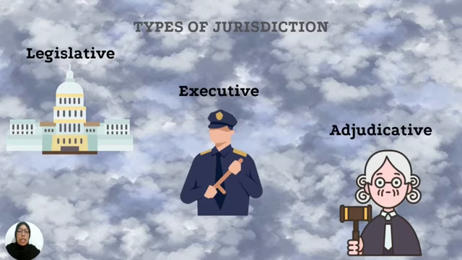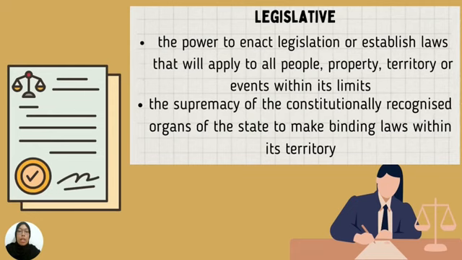So there are three types of jurisdiction. First is legislative. Legislative is the power to enact legislation or establish laws that will apply to all people, property, territory, or events within its limits. Legislative is also known as the supremacy of the constitutionally recognized organ of the state to make binding laws within its territory. But the state can extend this jurisdiction to persons, property, and events taking place outside its territory.